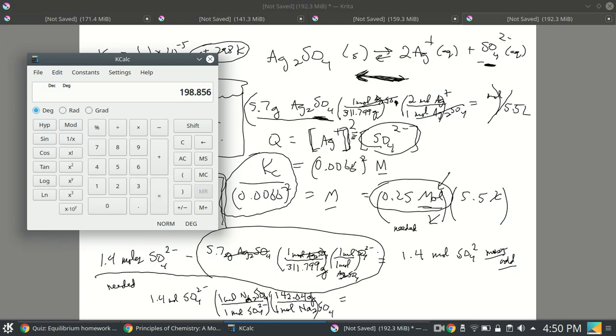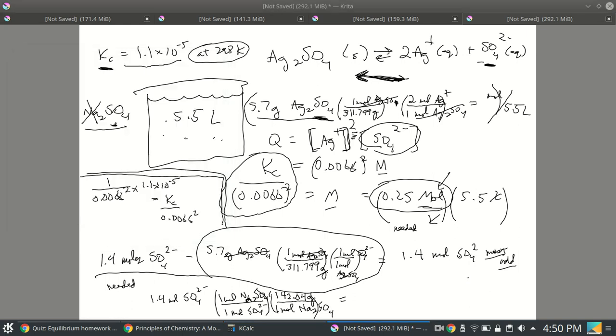All right, so 198. So we're only using 2 significant figures here. And so this rounds to 200. So this is 200 grams of sodium sulfate. It is possible that Canvas will not do the significant figures correctly because, as I said before, Canvas doesn't know how to do significant figures.